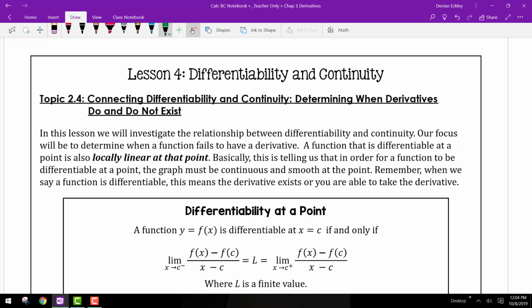So, the biggest question to ask yourself is, if you know a function is continuous, does that mean that the derivative exists at a specific point on the entire curve? Or if you know a function is differentiable at a point or on the entire curve, does that mean it's continuous? So let's talk about that to begin with.